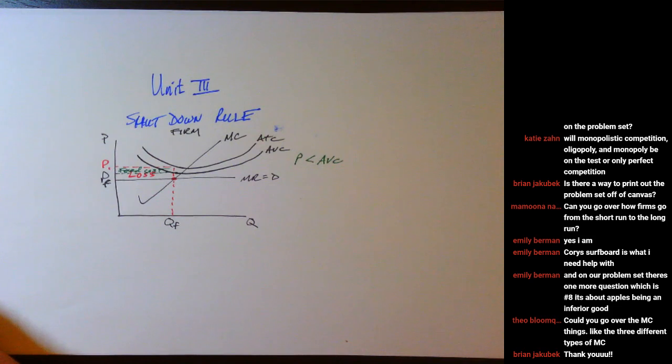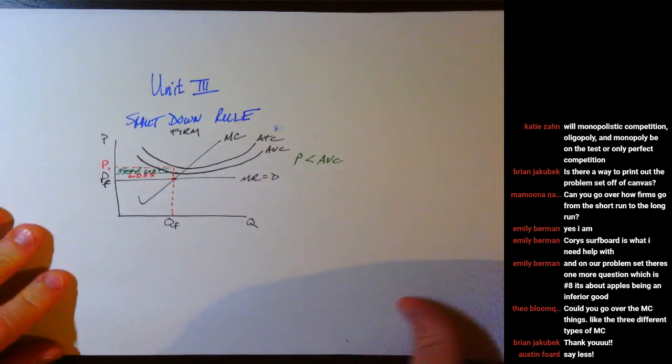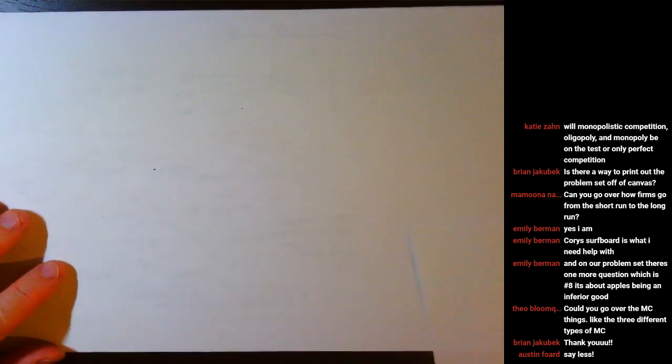Theo, I'm a little confused. 3 different types of MC. I only know one type of marginal cost, and that's marginal cost, unless you're asking me to go over economies of scale. Okay. Mamuna, I will go over how firms go from short run to long run.